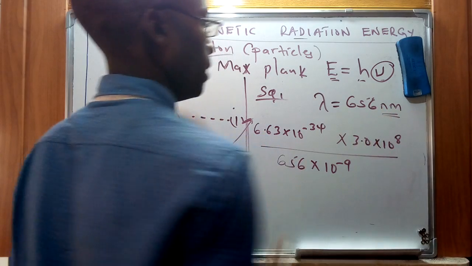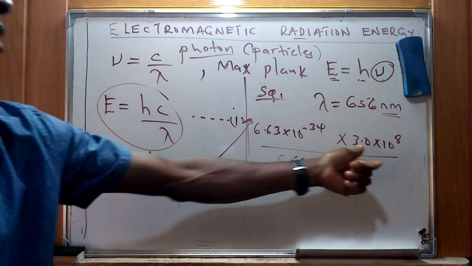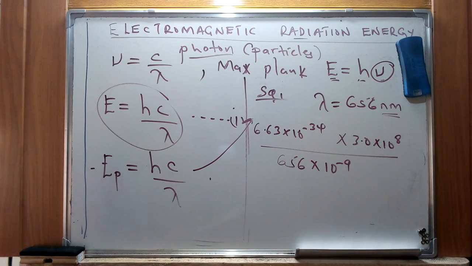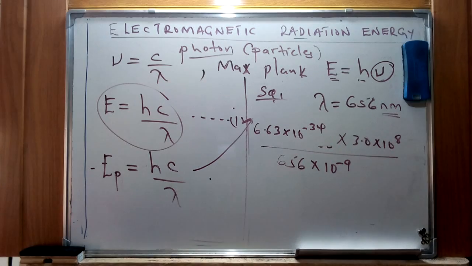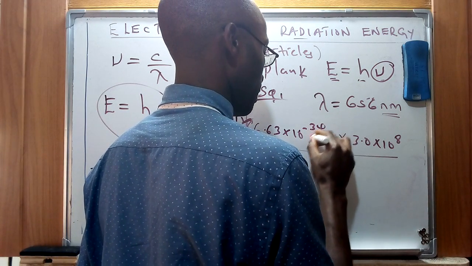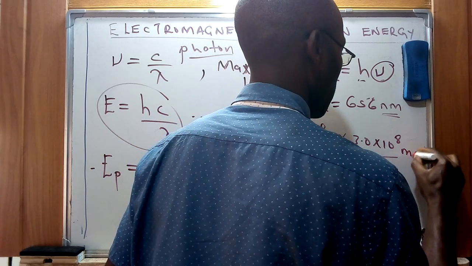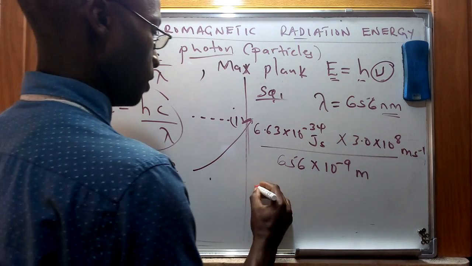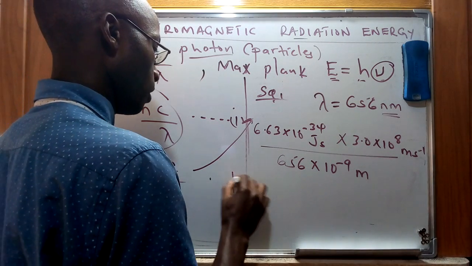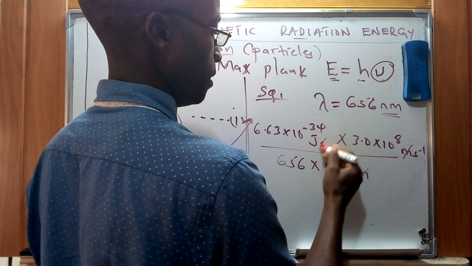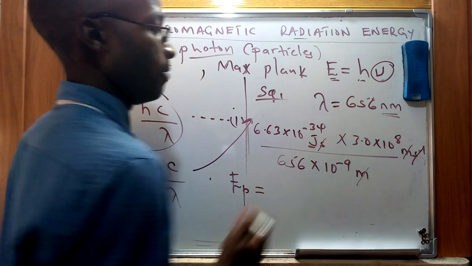Since this one is in nanometers, we're going to convert it to standard units. This one is in joule seconds, this is meters per second, and this one is given in meters. So I'm just going to have this given in their specific units so that we can see how the units are treated. If you try to figure out which units we are going to give this particular energy, we're going to see that the meters and seconds are going to leave us with the joules.